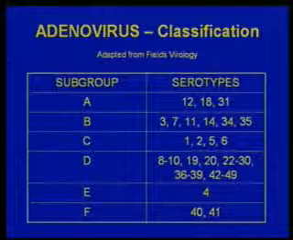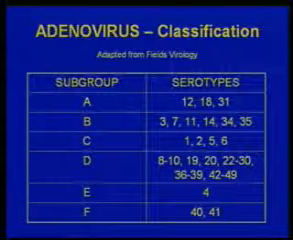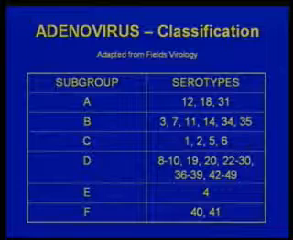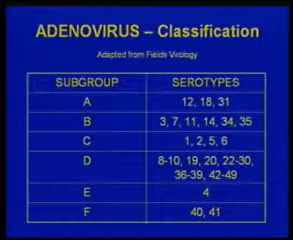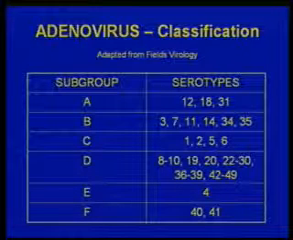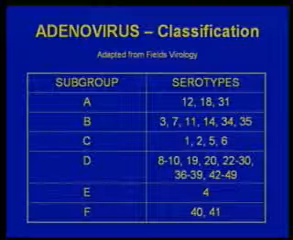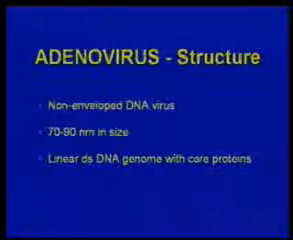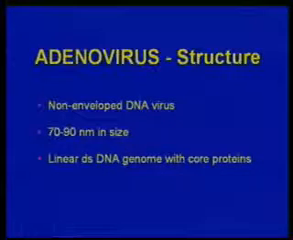But just to say that the classification is classified into these subgroups, and each subgroup has several serotypes. And many serotypes are actually being still discovered and being added on. So the human adenoviruses are now described at 49 or so different serotypes, but this is not the end of the story. So the structure we talked about is a non-enveloped DNA virus, and the size about 70 to 90 nanometers. And the genome is double-stranded DNA.